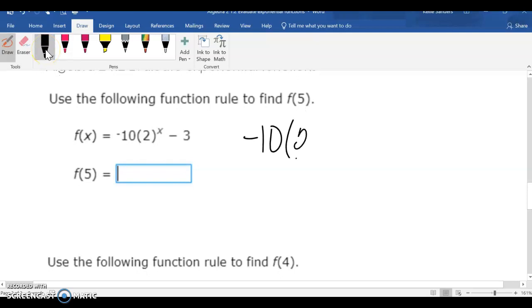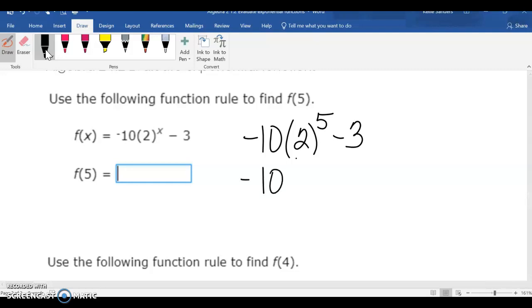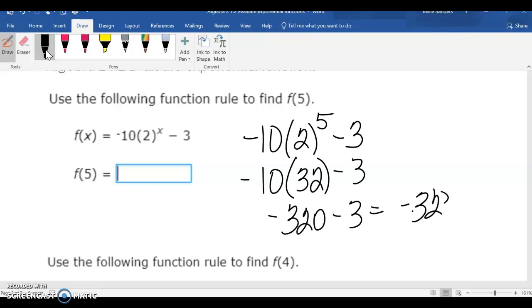Negative 10 times 2 to the 5th minus 3. Negative 10 times 32 minus 3. Negative 320 minus 3. Negative 323.